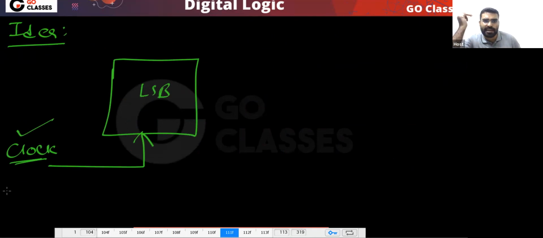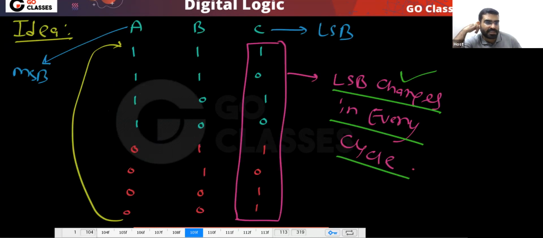So this is the idea: I will directly connect the LSB to the clock. This is the first idea. What is the second idea? When is this second bit changing? Can anyone tell me when the second bit will change?